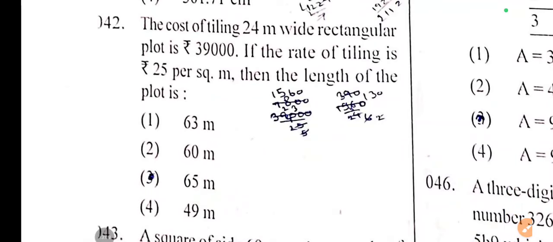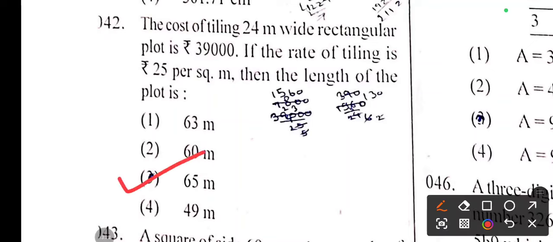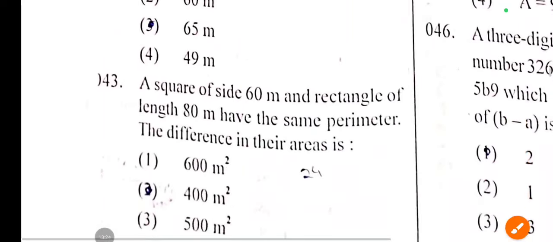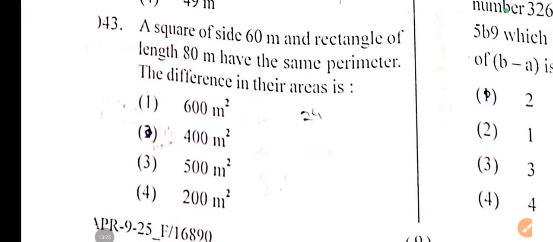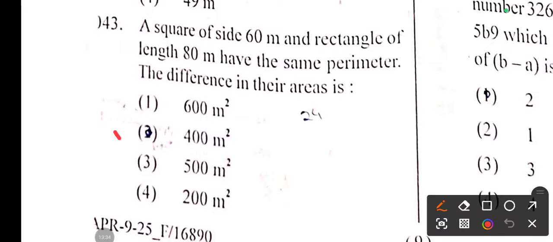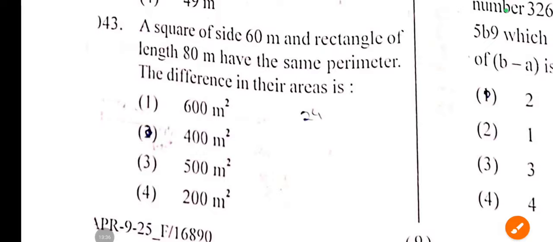Question number 42. The cost of tiling 24 meter wide rectangular plot is rupees 39,000. If the rate of tiling is rupees 25 per square meter, then the length of the plot is option 3, 65 meter. Question number 43. A square of side 60 meter and rectangle of length 80 meter have the same perimeter. The difference in their areas is option 2, 400 meter square.